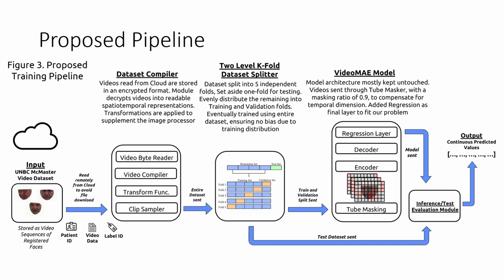After reconstruction, the patient's ID and label ID are taken into account, and the videos are pre-processed to match the model's pre-trained image processor via cropping, flipping, and clipping. This dataset is then passed through a two-level k-fold dataset splitter.